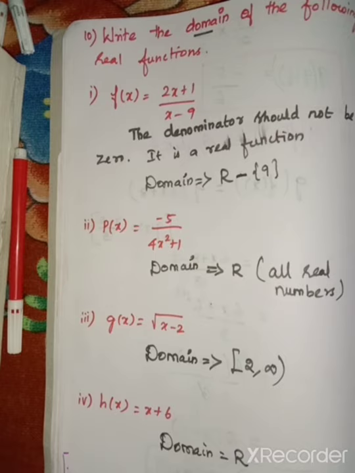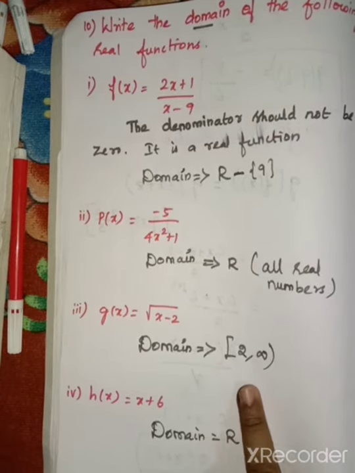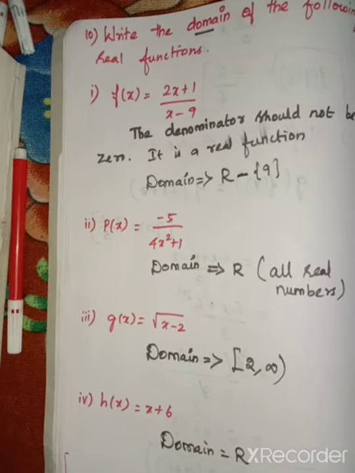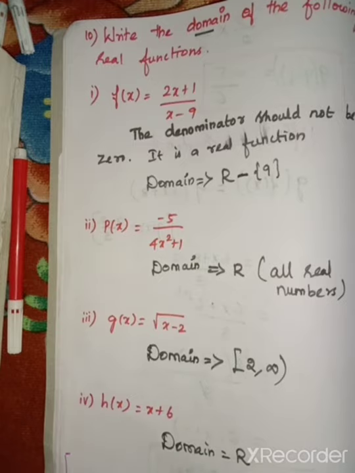For the third one, we have the root value. So with the root value, we can't take negative values. If you substitute 1, 0, minus 1, minus 2, we get a negative value, that is imaginary part. So we don't accept that in the real function. So we can't take the negatives and 0, 1. So we have closed bracket 2. We started at 2, and the end we don't know, so they will go on to infinity. Then the fourth one, x plus 6, it is a linear one. So for a linear function, we have all the numbers. So domain equal to R.